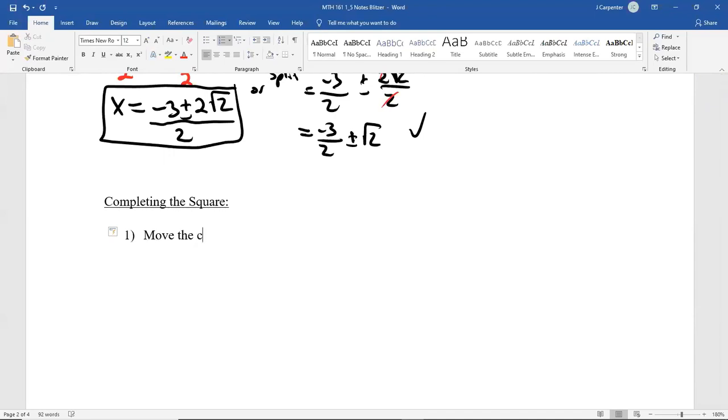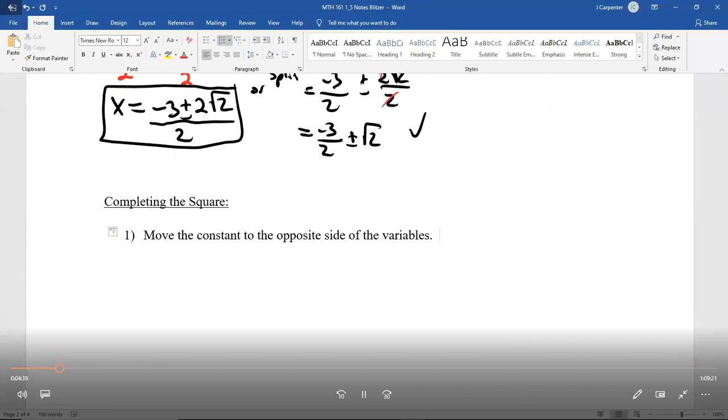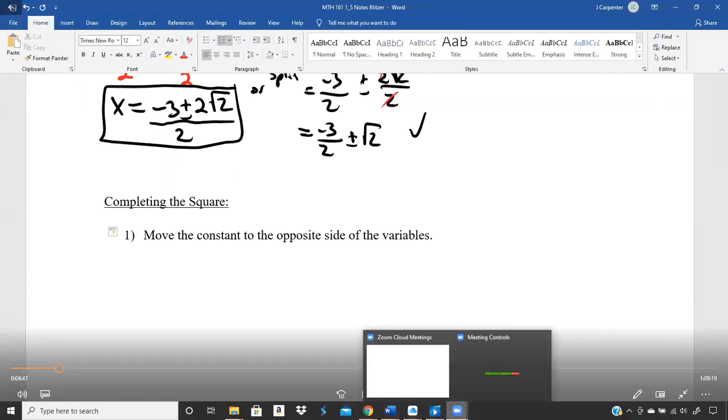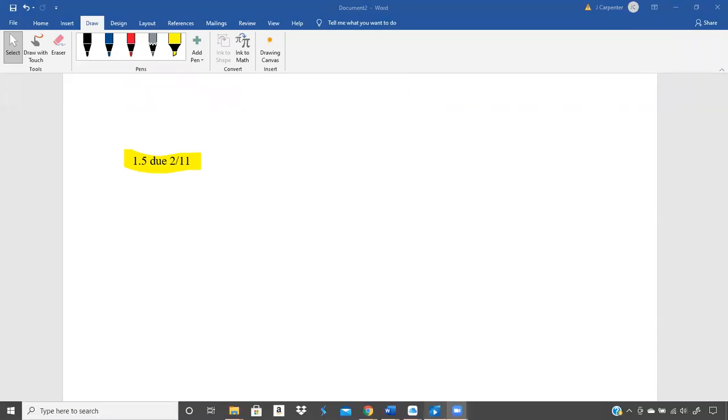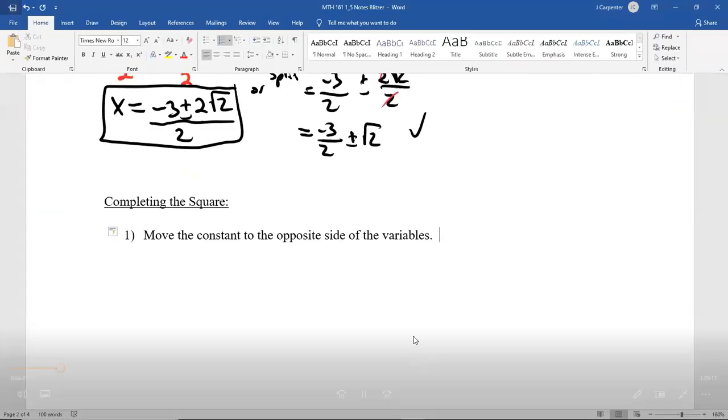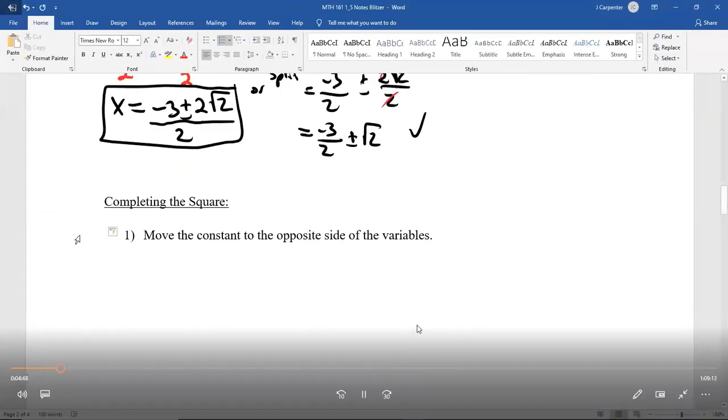the constant to the opposite side of variables. You need your variable terms on one side and you need any constant term on the opposite side to do this method. Now, this is kind of the odd man out.